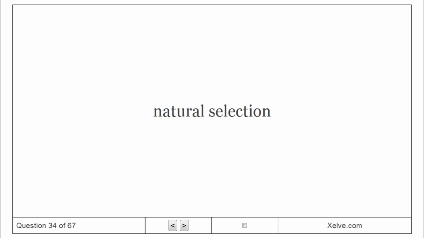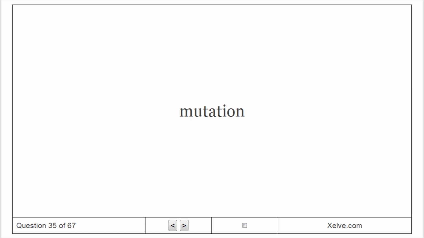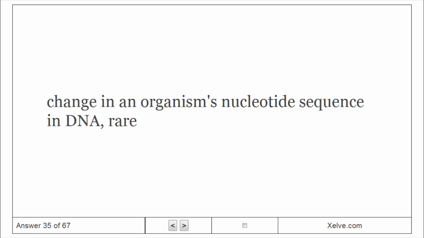Natural selection. Differential success in reproduction among individuals in a population accumulates favorable genotypes in a population. Mutation. A change in an organism's nucleotide sequence in DNA, rare.